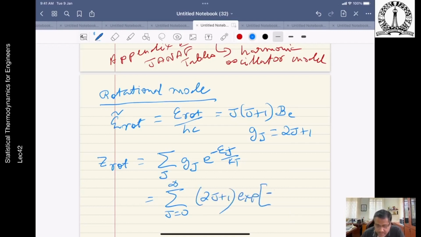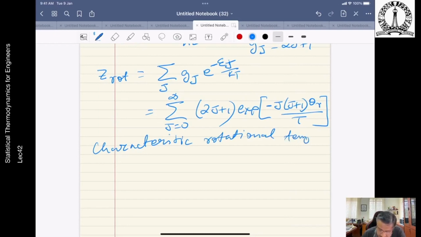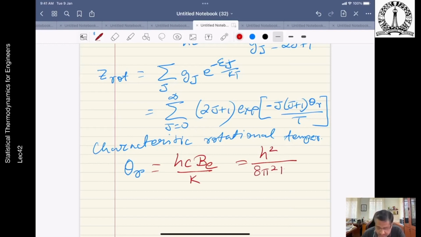exponential minus J into J plus 1 into theta R. Remember, this is the rotational temperature now, where the characteristic rotational temperature is theta R, and this is given as hc Be by k, which is equal to h square divided by 8 pi square k Ie, where Ie is basically mu re square. So this is the moment of inertia.